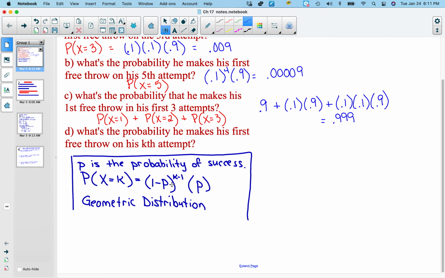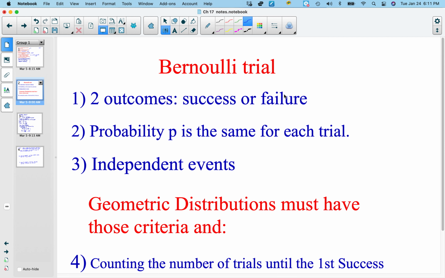So again, this is a formula, but you hardly need the formula because it just kind of makes sense. A geometric distribution is a type of Bernoulli trial. And the next one we're going to talk about, also from this chapter, the binomial distribution, the binomial model, is also a Bernoulli trial.